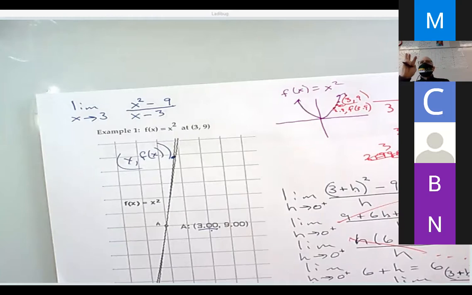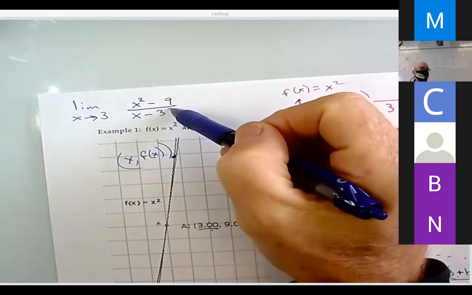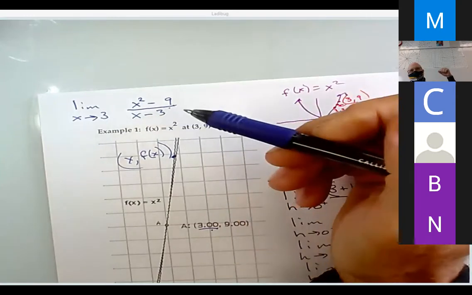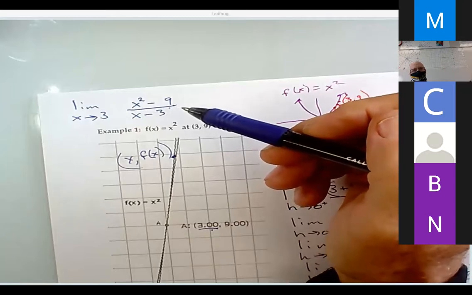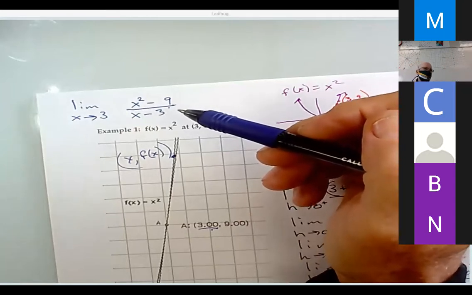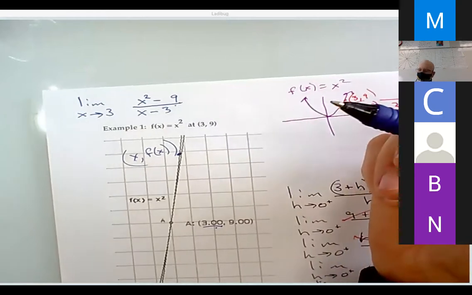Now, I go through my 4 choices. I can't sub, right? Right, Darcy? I can't plug a 3 in there. So am I going to multiply by conjugates? Am I going to simplify a fraction? Am I going to factor? What do you think? Factor.